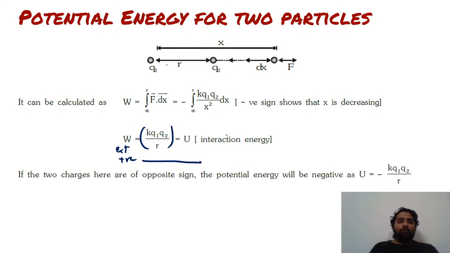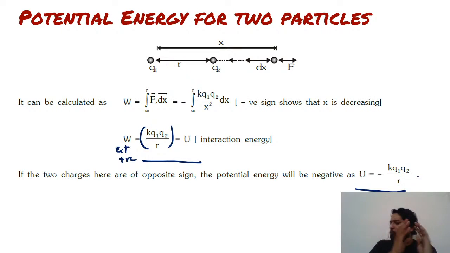Understood? So this is it. And if the two charges are of opposite signs, naturally it will be negative, as I just told you. It will be minus kQ1Q2 by r. This, guys, is one logic I want you to remember. It is very important. For two positive charges, work done will be positive, which means the potential energy will also be positive. Simple. Everywhere it is the same thing.